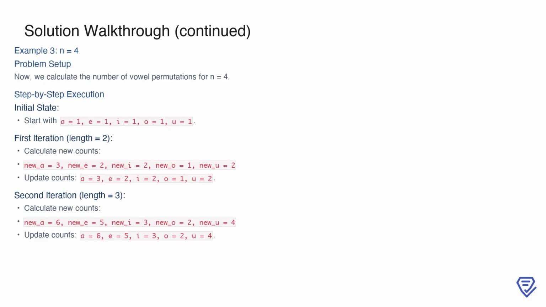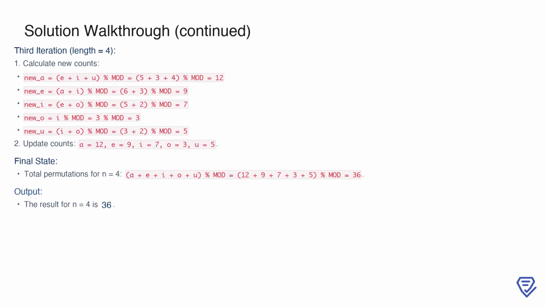Moving to the second iteration, which corresponds to length 3, we calculate new_a equals 6, new_e equals 5, new_i equals 3, new_o equals 2, and new_u equals 4. These updated counts are now a equals 6, e equals 5, i equals 3, o equals 2, and u equals 4, setting the stage for the final iteration. In the third iteration, for strings of length 4, we calculate the new counts using the same rules. new_a is the sum of e, i, and u, resulting in 12.